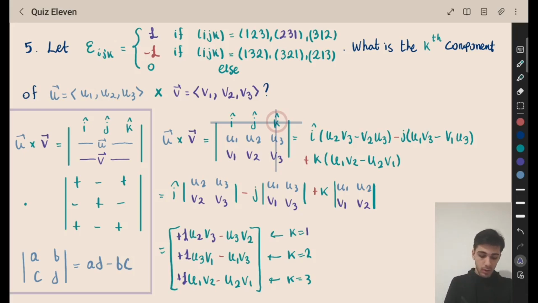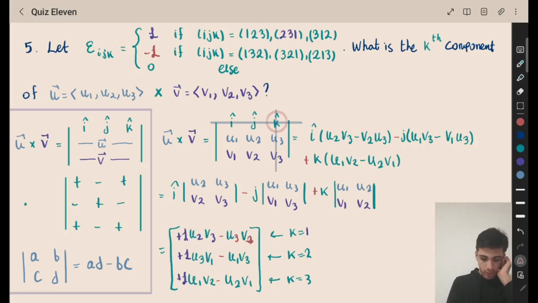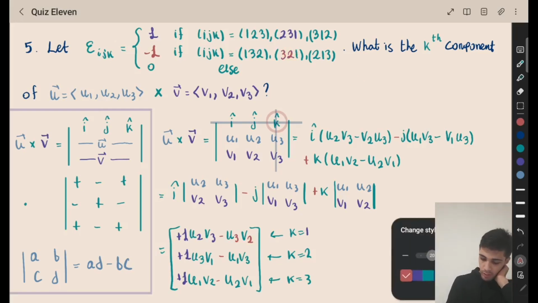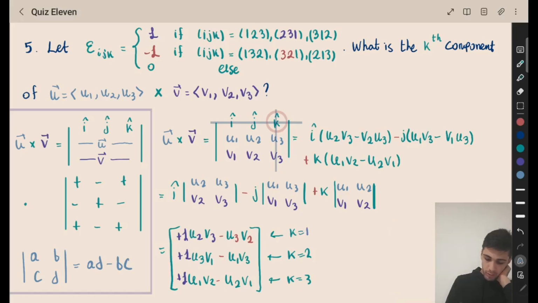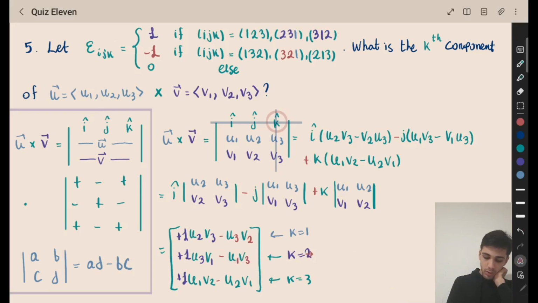Okay. 3, 2, 1. So 3, 2. Maybe I'll just use a different color for this 1, because it's not really meaningful if I do this. But I'm trying to show you the link now. Same thing here. 3, 1, 2. But at the same time, 1, 3, 2.